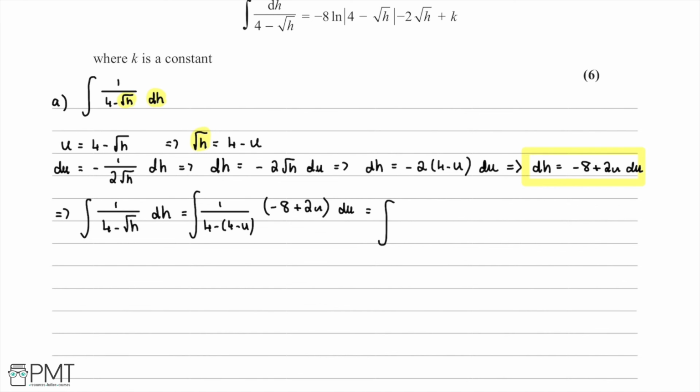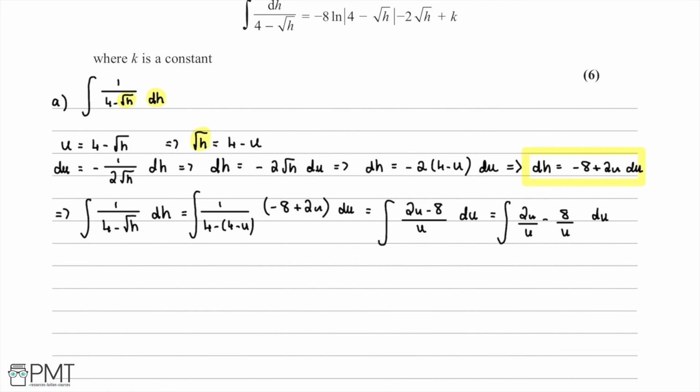So we're then going to have our numerator is going to be 2u minus 8, and we divide all that by u, and that's still with respect to u. And then we can simplify this by doing 2u divided by u, and then we take away 8 over u, and it's still with respect to u. So now all that's left to do is to integrate.